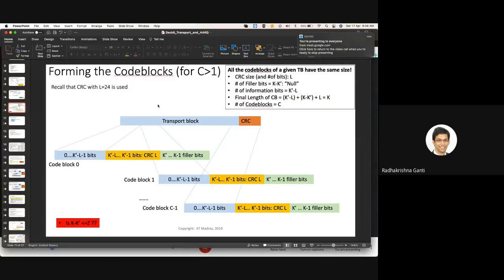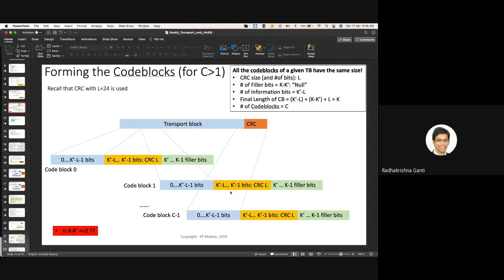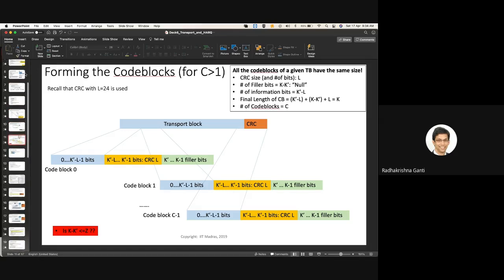Okay, so we'll just take a couple of minutes revising what we have done in the last class, and then go to rate matching and other things today. We'll start understanding HARQ and rate matching a little bit today. We'll quickly go through.